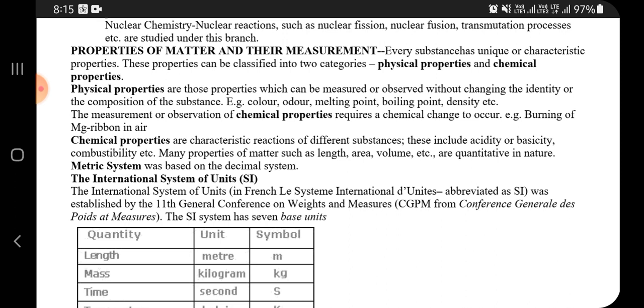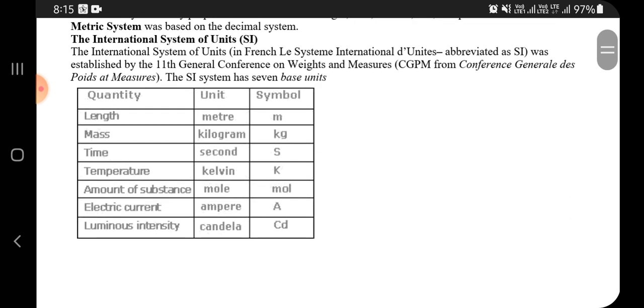Many properties of matter, such as length, area, etc., are quantitative in nature. The metric system was based on the decimal system. Then the International System of Units, or SI. The International System of Units, abbreviated as SI, was established by the 11th General Conference on Weights and Measures. The SI has 7 base units: length, meter; mass, kilogram; time, second; temperature, Kelvin; amount of substance, mole; electric current, ampere; luminous intensity, candela.